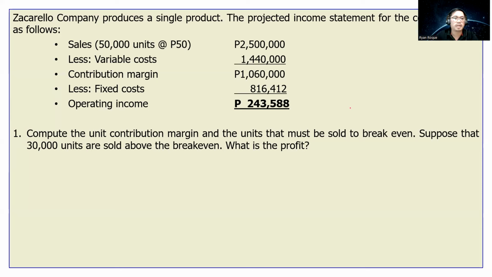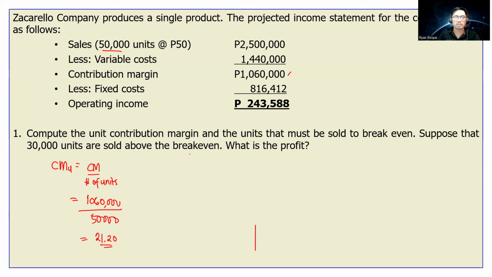Let's read the problem. So Zaccarello Company produces a single product. So we have here the projected income statement. Okay, so the first question is about the CMU. So how do we compute for the CMU? Again, that is your CM over the number of units. Okay, you can express the total CM here in terms of units. So that is simply 1,060,000 divided by how many units are there? 50,000. Okay, so therefore your CMU is equal to 21.20.